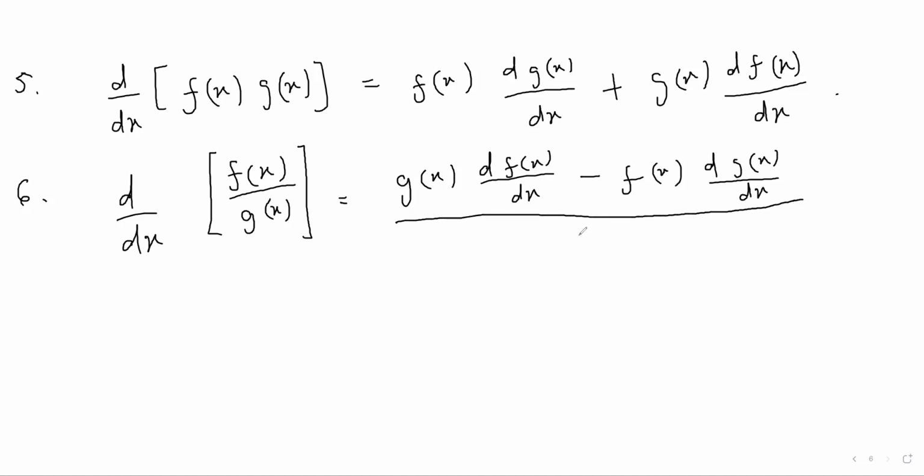Divide this by g of x to the power of 2. So this is the quotient rule of derivatives, or of differentiation, and that's how you do that.